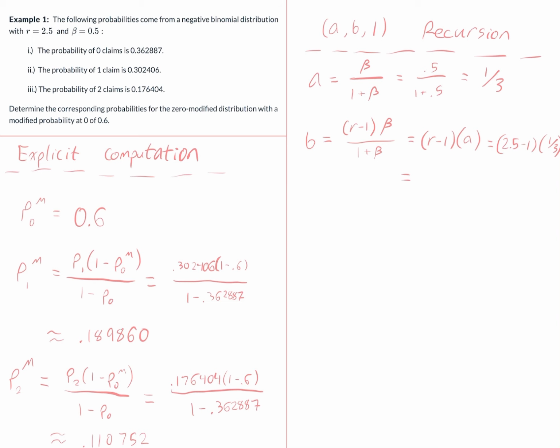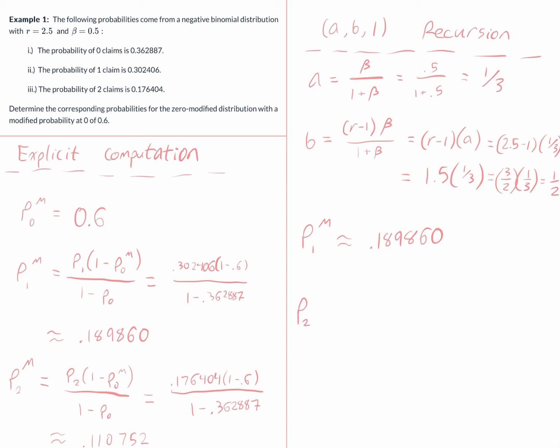And I'll be more explicit about that. That's 1.5 times 1/3, which is the same as 3 over 2 times 1/3, which is 1/2. You could also have just plugged this into a calculator and seen that the decimal is 0.5, and that also works just as well. So now we can compute the modified probability of 1 loss the exact same way that we did before, but instead of plugging it in again, I'm just going to bring it from over here, and we get that that's approximately 0.189860.